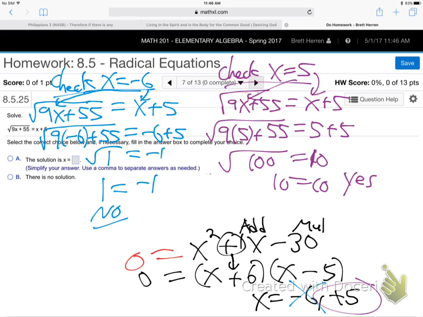So the answer is only 5, not the -6. Is that good? Everybody see why 5 works? 5 makes the two sides equal. 5 makes the equation true. Questions before I move on?